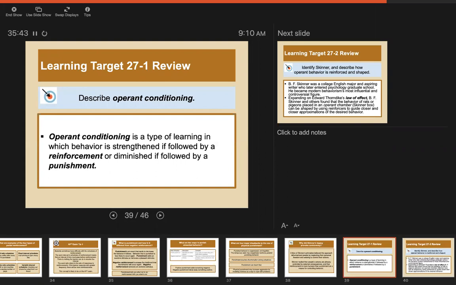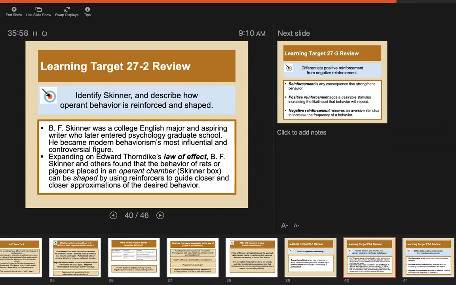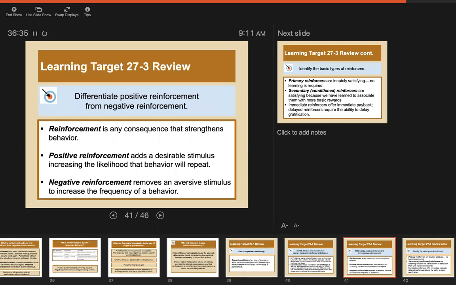So let's review these learning targets, and there were several in this module. What is operant conditioning? It's a type of learning in which behavior is strengthened if followed by a reinforcement, or diminished, that means reduced, if followed by a punishment. Who was Skinner? Well, he was an English major. We didn't talk about that at the beginning, but he was an English major who later on went to graduate school in psychology, and he became modern behaviorism's most influential figure. He was really influenced by Edward Thorndike's studying of cats and his law of effect. B.F. Skinner and others found the behavior of rats or pigeons placed in an operant chamber, which is also known as a Skinner box, can be shaped into successive approximations by using reinforcers to guide closer and closer approximations of the desired behavior. Reinforcement is any consequence that strengthens behavior.